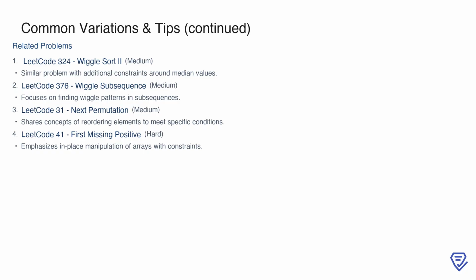LeetCode 31, Next Permutation, shares the concept of reordering elements to meet specific conditions, and learning this can help you better understand how to manipulate arrays efficiently. Lastly, LeetCode 41, First Missing Positive, emphasizes in-place manipulation under constraints, which is another valuable skill to develop for problems like wiggle sort. Studying these related problems will deepen your problem-solving toolkit and help you recognize common patterns and strategies.